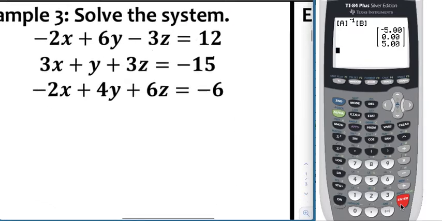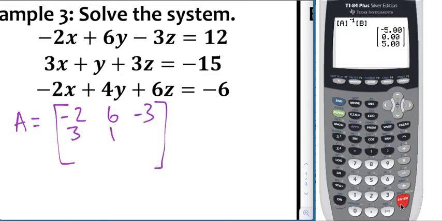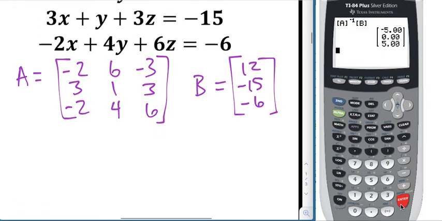All right, so let's practice another one. So I'm going to set up matrix A, -2, 6, -3. Make sure to watch for your signs. 3, 1, and 3, and -2, 4, and 6. Matrix B is 12, -15, and -6. All right, so we're going to go ahead and put that into our calculator, and we want to get A inverse B. So once they're in the calculator, we're just going to make that happen here.